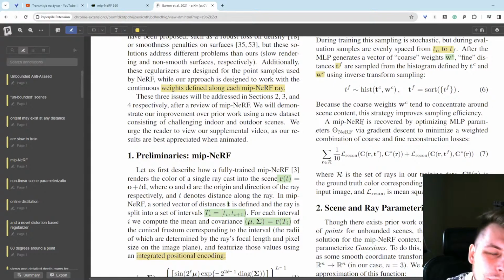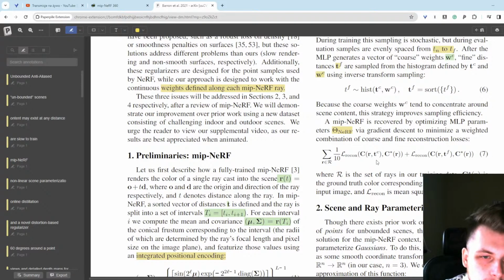Mip-NeRF is recovered by optimizing the MLP parameters theta NeRF via gradient descent to minimize a weighted combination of coarse and fine reconstruction losses. So in Mip-NeRF we have this first loss, which is for the uniform sampling, because you see the c here, right? And there is the final sampled loss, and the coarse one is divided by 10 for good measure, to really focus on the main loss, not on the coarse loss.